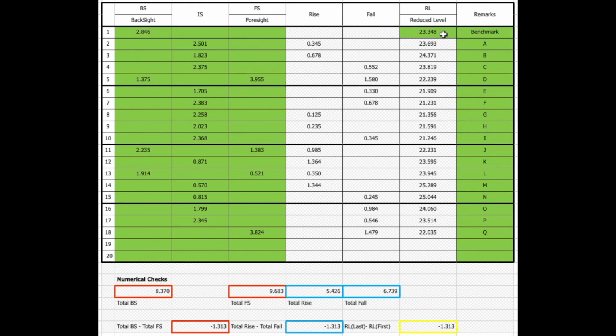The initial reduced level is entered in, and the spreadsheet will use the rise to add it to the preceding reduced level, or will use the fall value to take it away from the preceding reduced level. All the reduced levels are then calculated.